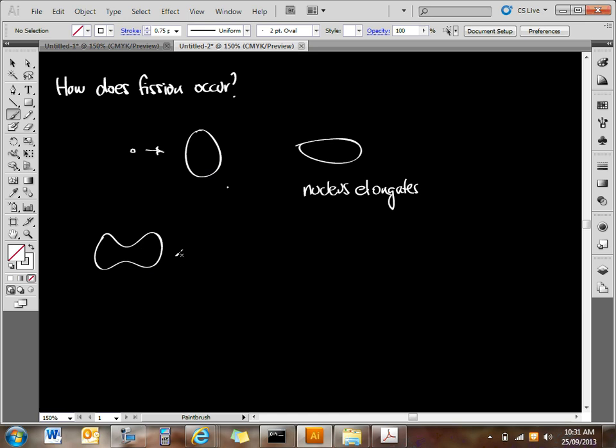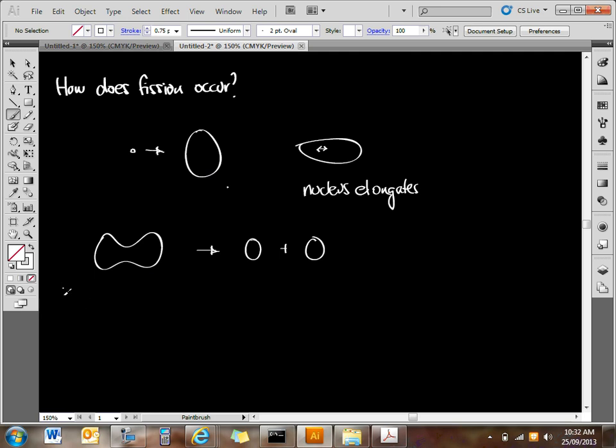Once it elongates, look at the strong force. The strong force only works over a couple of nucleon diameters, but the coulombic repulsion works over a much larger distance. And so as it stretches out, that coulombic repulsion overtakes the strong force, and we have the nucleus splitting. Okay, so it becomes two smaller nuclei, two daughter nuclei.